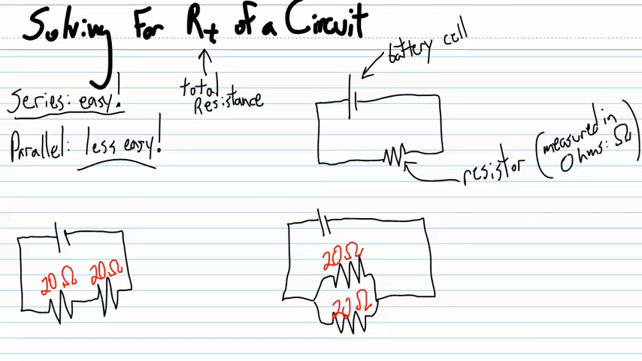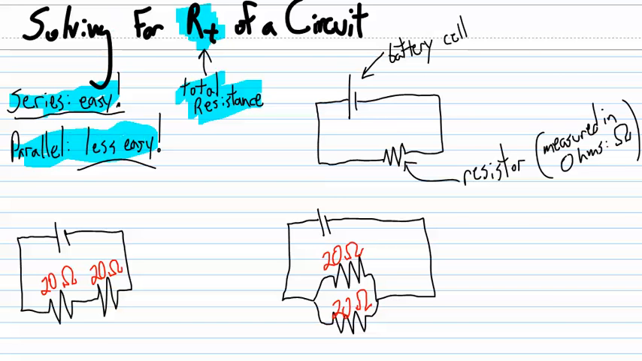Okay, I want to show you how to figure out the total resistance for a circuit. Total resistance is usually written R sub T, and it stands for how much resistance is in the whole circuit. And there's two things that you have to think about. Is it a series circuit or is it a parallel circuit?